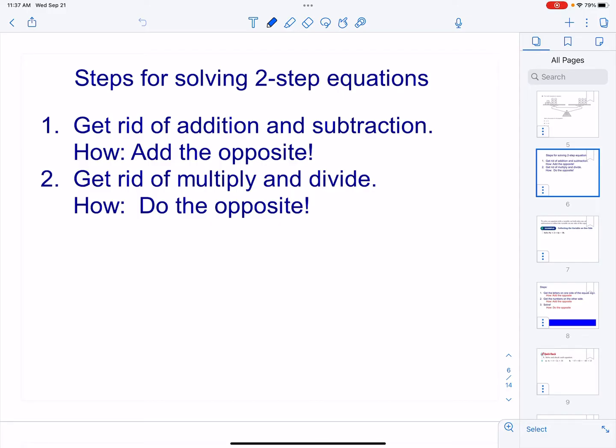So here's a typical problem. 4x plus 8 is equal to 20. So that's a good problem. So step number 1, we've got to get rid of the add subtract. So that means this plus 8 right here. So to get rid of the plus 8, we're going to add the opposite. So if I've got a positive 8, I need to do a plus negative 8. And if I do that on one side, I have to do that on the other.